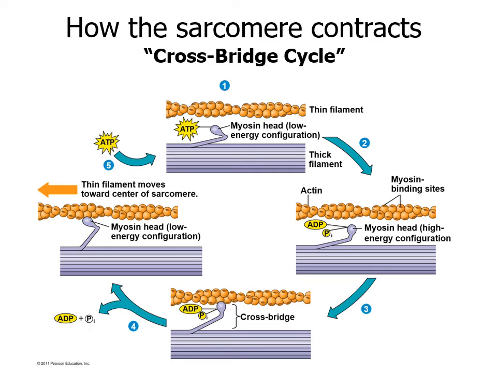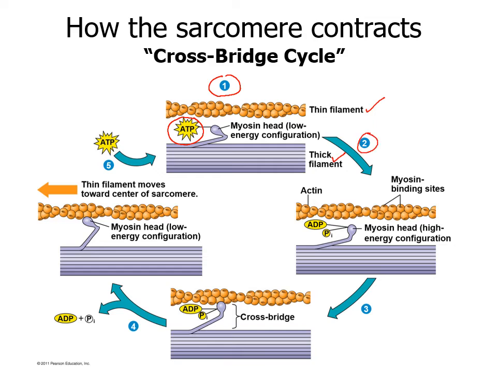So let's start at the top with step 1. The myosin head binds ATP. No surprise there, right? We knew that was going to be part of it. This is the low energy configuration. ATP has come on, it binds myosin, and you see the 2 filaments are separated from one another, the thin filament and the thick filament.